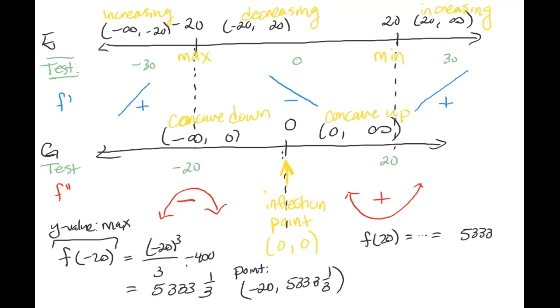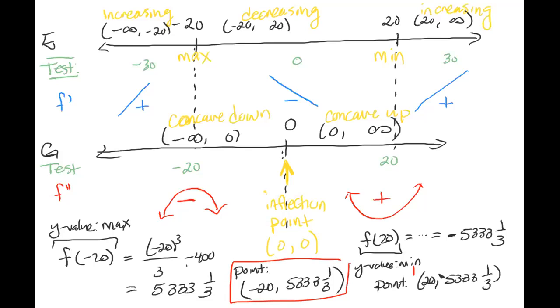And then very similarly, f of 20 also happens to be equal to 5,333 1/3, except it is negative, as we could expect, because this is the y value for the minimum location. This gives me the point 20, 5,333 1/3, except the y value is negative. So I have a couple more xy pairs that I can put on my graph.